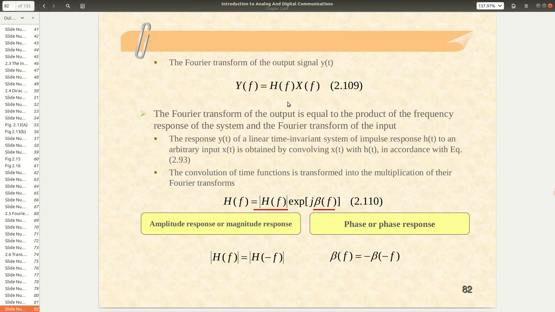To get the result y of t or y of f, you may go two paths. One, take the convolution in the time domain between h of t and x of t, and then you get y of t. Another is to take the Fourier transform of h of t to get h of f, and of x of t to get x of f, and then multiply both of them to get y of f. Then you may take the inverse Fourier transform to get y of t. These are two ways to know how the channel affects your signal, and the result is the received signal.